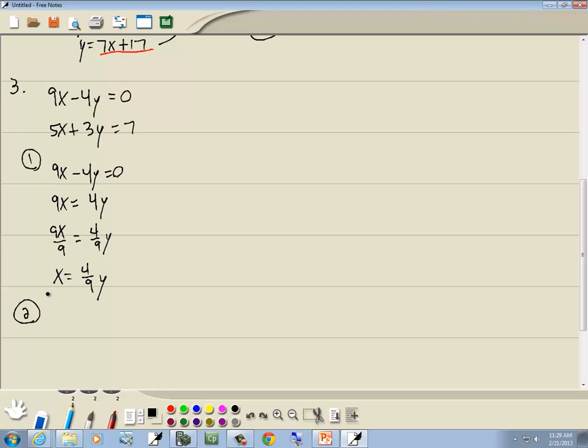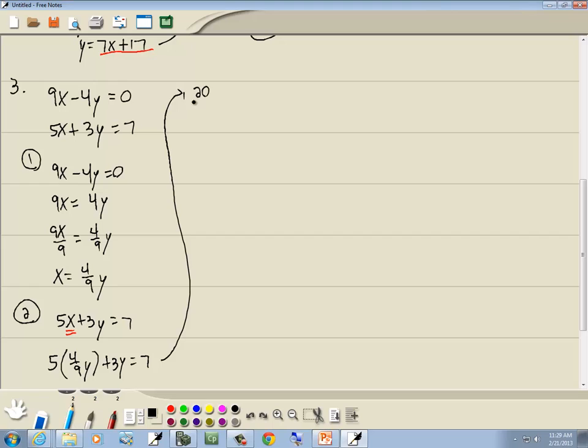Now step 2, we want to plug this into the other equation. So we've got 5x plus 3y is equal to 7. And we just said x was equal to 4 ninths y. So we're going to replace the x here with 4 ninths y. So we've got 5 times 4 ninths y plus 3y is equal to 7. 5 times 4 ninths gives us 20 ninths y, plus 3y is equal to 7.